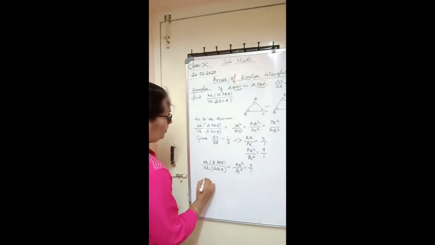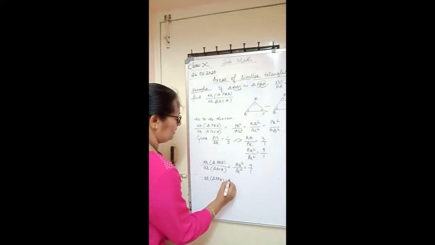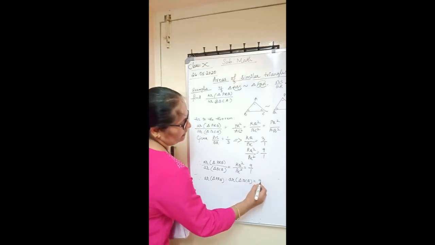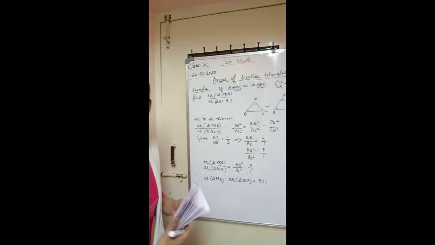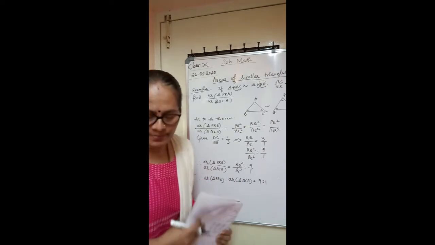Therefore the ratio of their areas, that is area of triangle PRQ to area of triangle BCA, equals 9:1. The ratio of their areas is 9:1. Next example.